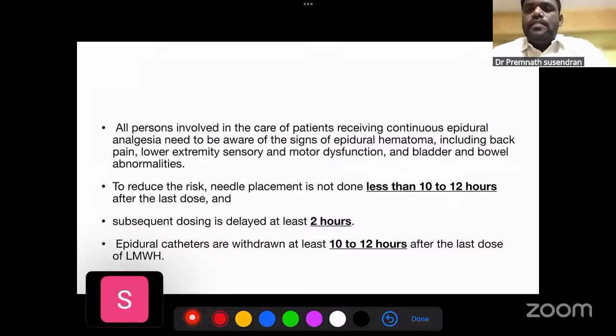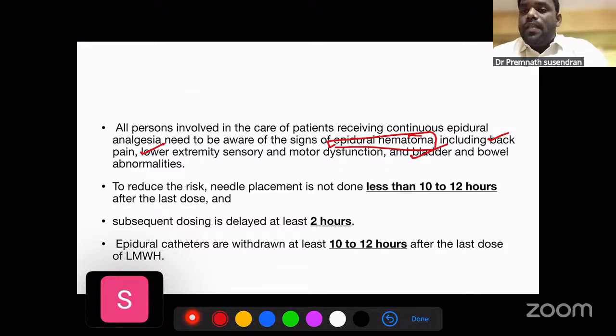All patients involved in the care of patients receiving continual epidural analgesia need to be aware of the signs of epidural hematoma. So what are the signs? Back pain, lower extremity sensory and motor dysfunction, and bowel and bladder abnormalities. So to reduce the risk, what do I have to do?